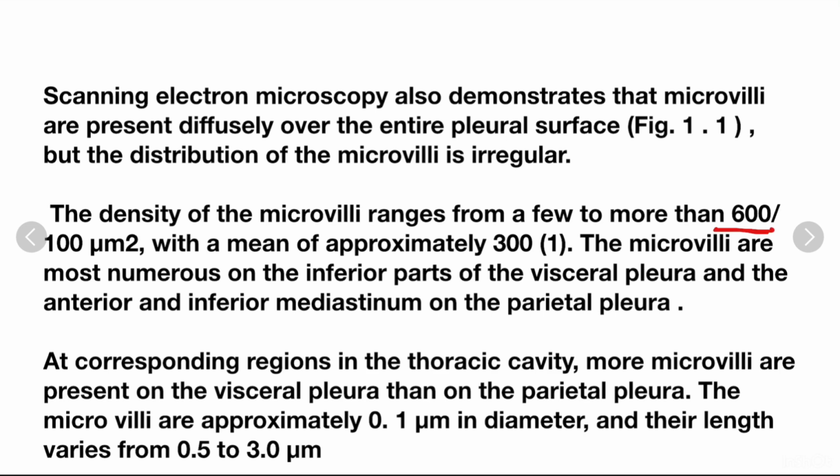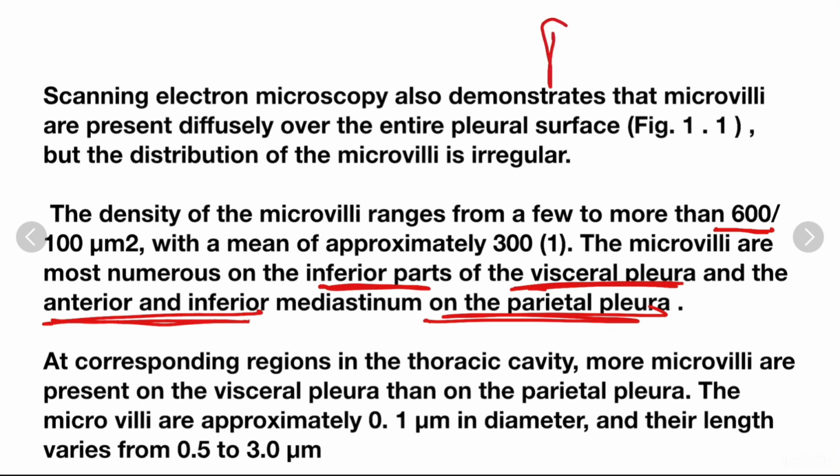The microvilli are most numerous on the inferior part of the visceral pleura, very, very important, and the anterior and inferior mediastinum on the parietal pleura. So the inferior part of this, this is the lung of our body. The inferior part of the visceral pleura is this part. And if this is the parietal pleura, they are telling the mediastinal, anterior and inferior, this part and this part of the mediastinum used to get the highest number of microvilli.